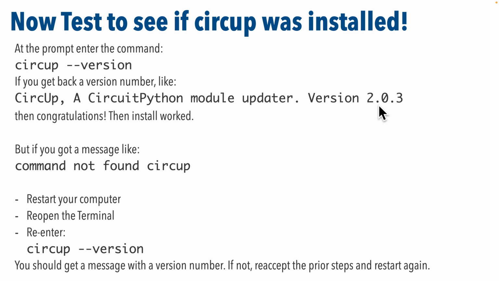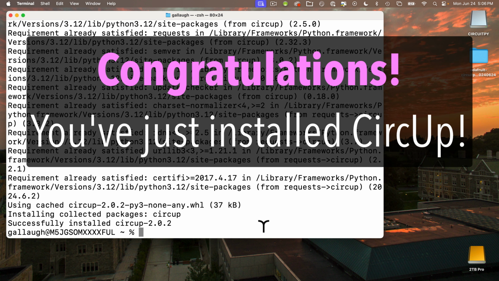properly installed CircUp. But I've seen situations where sometimes you enter the command and you get back a message that says, command not found: circup. And if that happens, the installation above probably installed something that doesn't take effect until your computer is completely restarted. So if you get that message, restart your computer, reopen your terminal, and try typing circup space --version, and it should work. If not, try repeating all the installation steps that we previously did and restarting your computer one more time. If you got here, congratulations, you've just installed CircUp, and you shouldn't have to repeat these steps again.